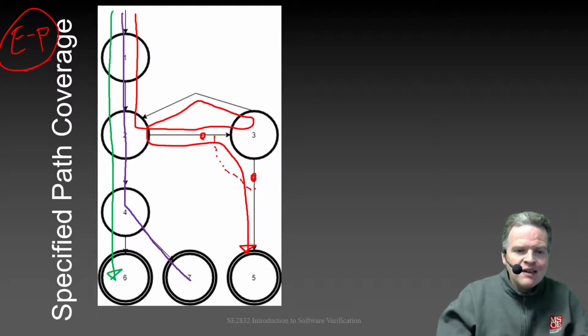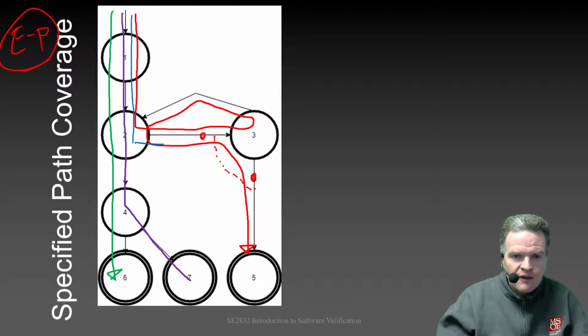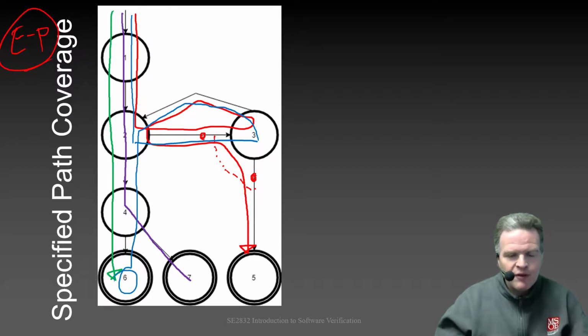But last but not least, I'm going to need a fourth scenario here to fully test things, where what's going to happen is I come down here, I go over here, I come down like so, and then it really doesn't matter. I'm going to go to the happy path here.